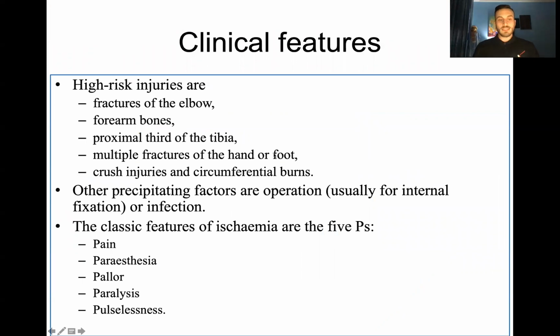Okay, very important. How to diagnose compartment syndrome? Basically, the most important is clinical features. So you should look at your fracture. Is it a high-risk injury? Fracture of the elbow, of the tibia, forearm, multiple fractures, high-energy trauma, crush syndrome. All of these are giving you a tip that this is a high-energy trauma.